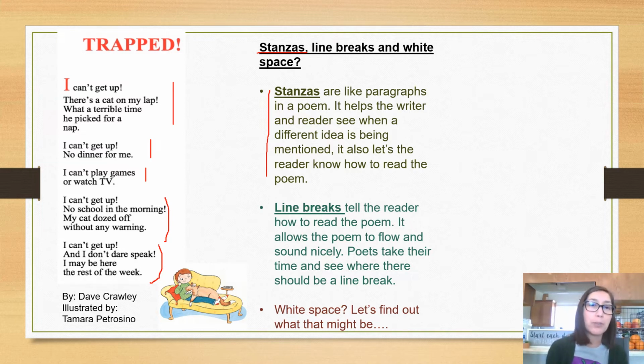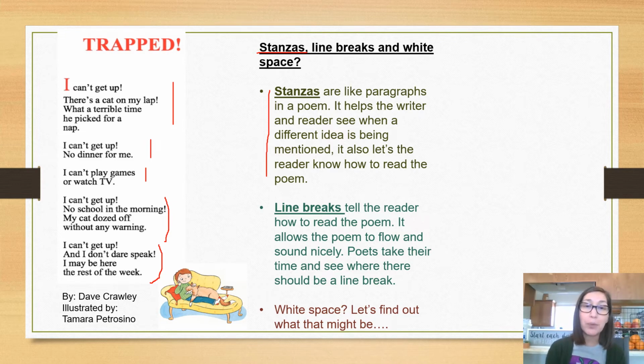So let's read a little bit. I can't get up. There's a cat on my lap. What a terrible time he picked for a nap. Our next stanza begins. I can't get up. No dinner for me. So we see at the beginning it's talking about what this poem is going to be about, and then it changed a little bit because we've got a new piece of information about how they can't get dinner. We move on to the next stanza. I can't play games or watch TV. So it's giving a list of more things they cannot do with this cat on their lap. So those are stanzas.